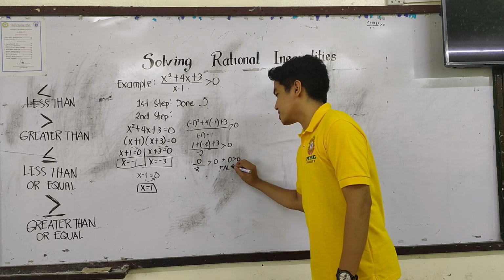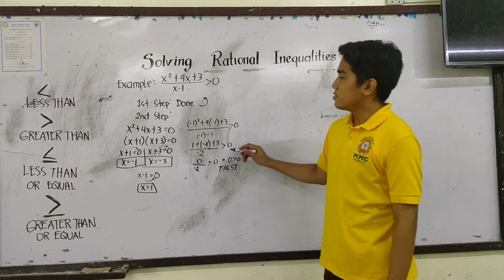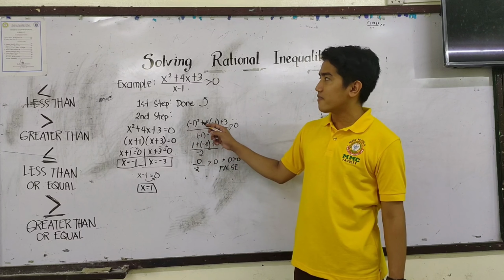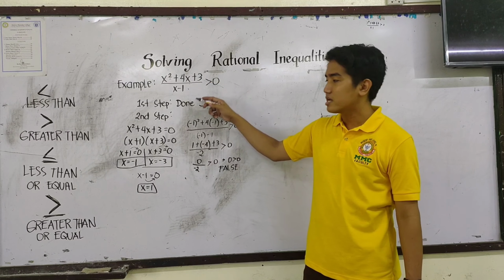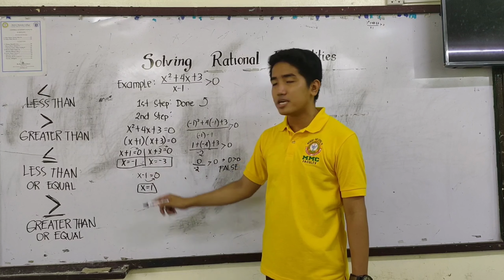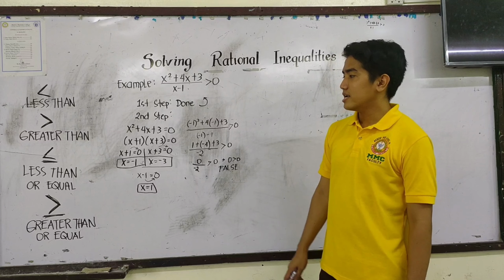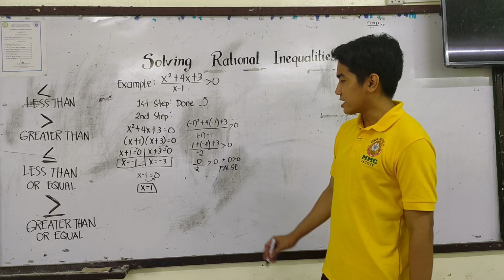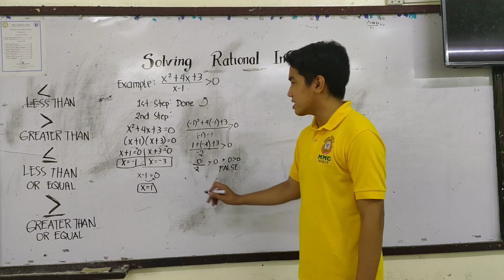So pag nag-false siya, guys, yung ating negative 1, yung sinubstitute natin doon sa value ng x ng ating main equation, it means hindi siya part ng ating solution. Okay? So, negative 1 is not a part of our solution. Next, si negative 3 naman.